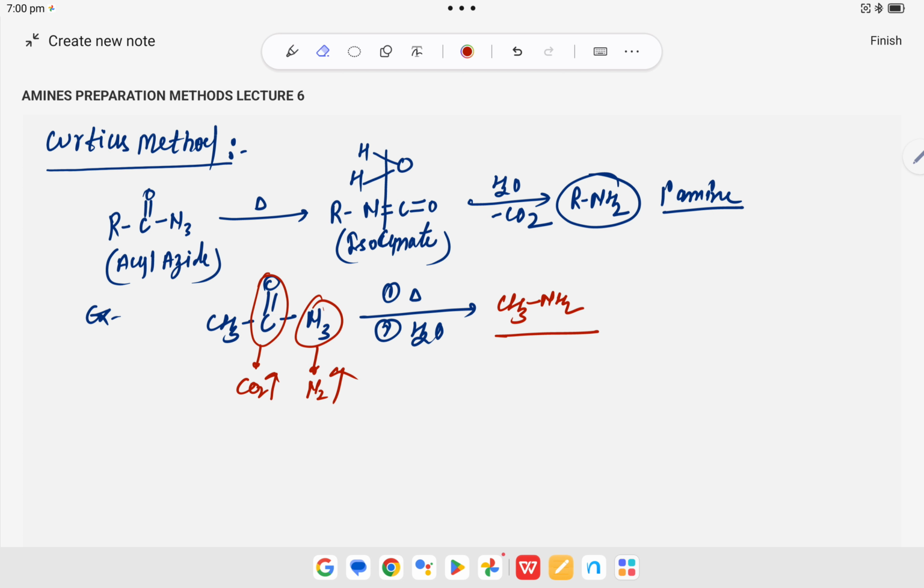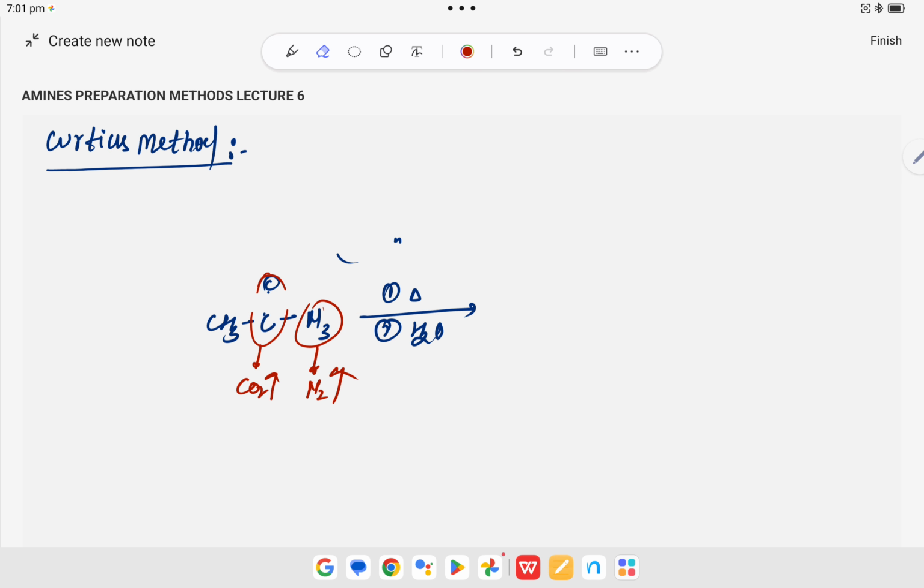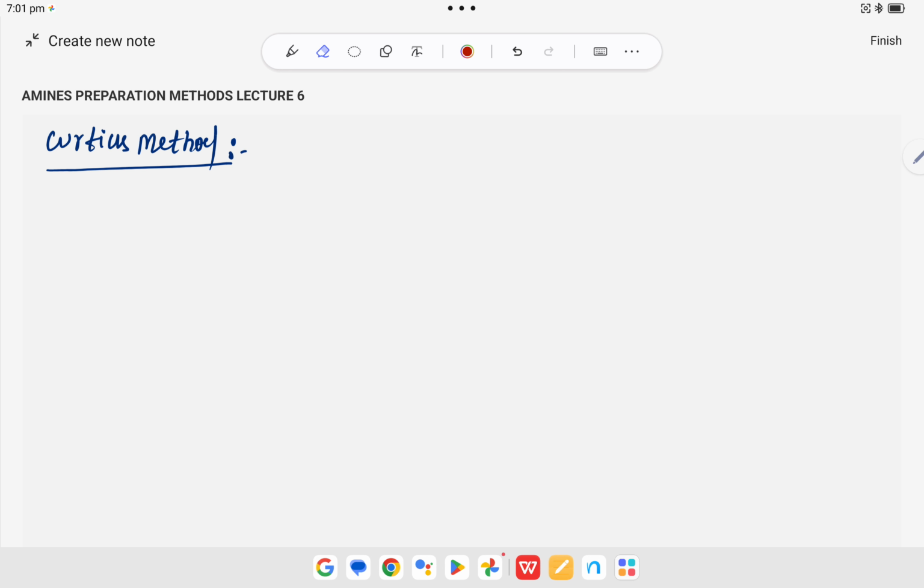In that case, what is the mechanism of this process that we are going to discuss? In the case of mechanism, R C=O, N negative, single bond N and triple bond N, that is the azide group. From here you are heating, then these electrons shifted here. In the next condition, oxygen back bonding and alkyl will leave.